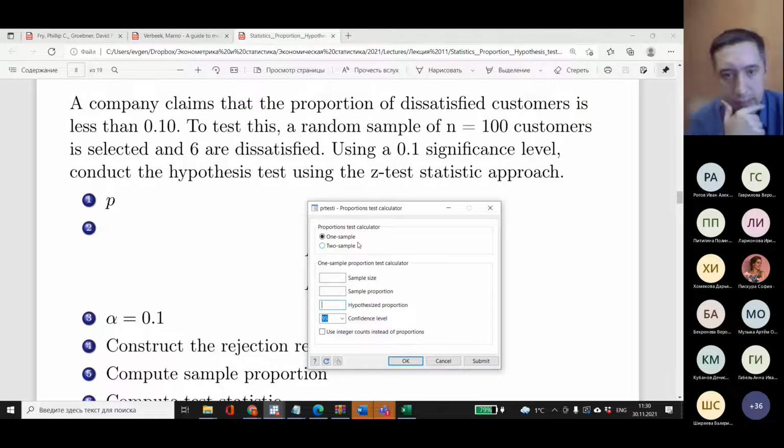Next, we have to enter the sample size, 100. Next, we enter the sample proportion, 0.06. Next, we have to enter the hypothesized proportion, which is 0.1. And the confidence level, it is 0.1, hence we should use 90. And click submit.